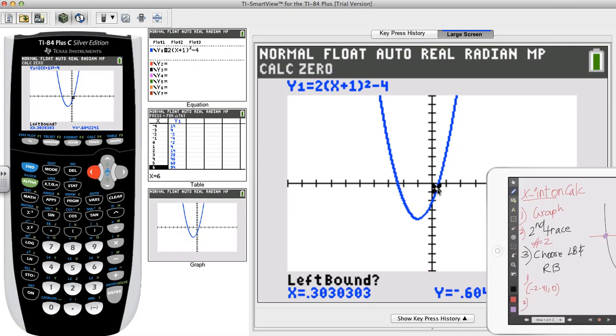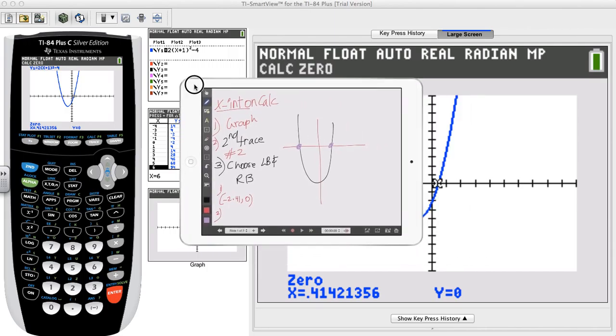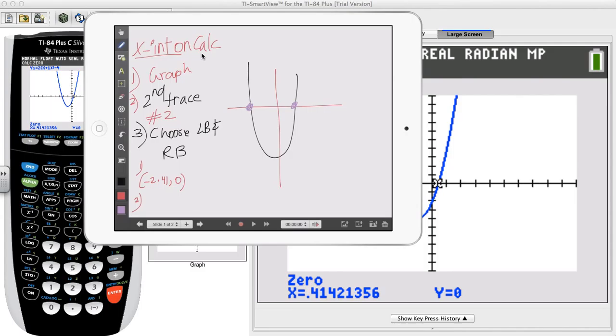So this is my x-intercept. Think of a vertical line. This point is to the left of my x-intercept, which is good. And I press enter. And now I need a right bound. So I'm going to move my cursor to the right of this point and press enter. So my x-intercept is between these 2 points. So I'm going to press enter for guess, and it's going to give me my second zero, which is 0.410. So that's my second x-intercept. So as you can see, we had to do the steps twice because we have 2 x-intercepts.